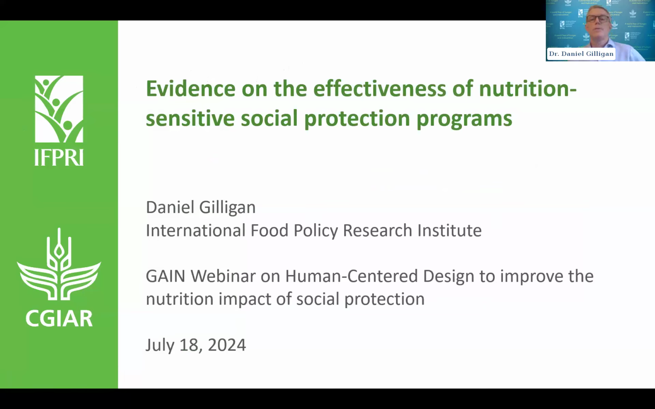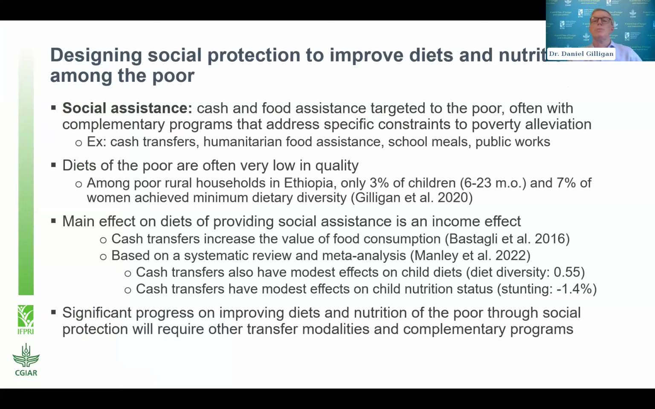I'm going to share an overview of evidence from some carefully done review studies. And then I'm going to go through and share some examples of different types of social protection programming that include key nutrition components or nutrition-sensitive designs. So here I'll just focus on designing social protection to improve diets and nutrition among the poor. And I'm going to focus in terms of program modality mostly on social assistance programs.